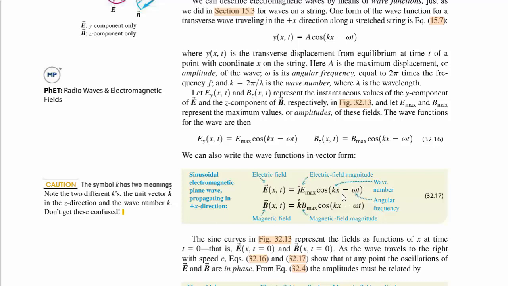So the minus sign tells you that the wave is going in the plus x direction, because as time gets bigger, t goes up. In order for this thing to stay the same, you would need x to go up. So as time goes up, this wave moves in the positive direction.